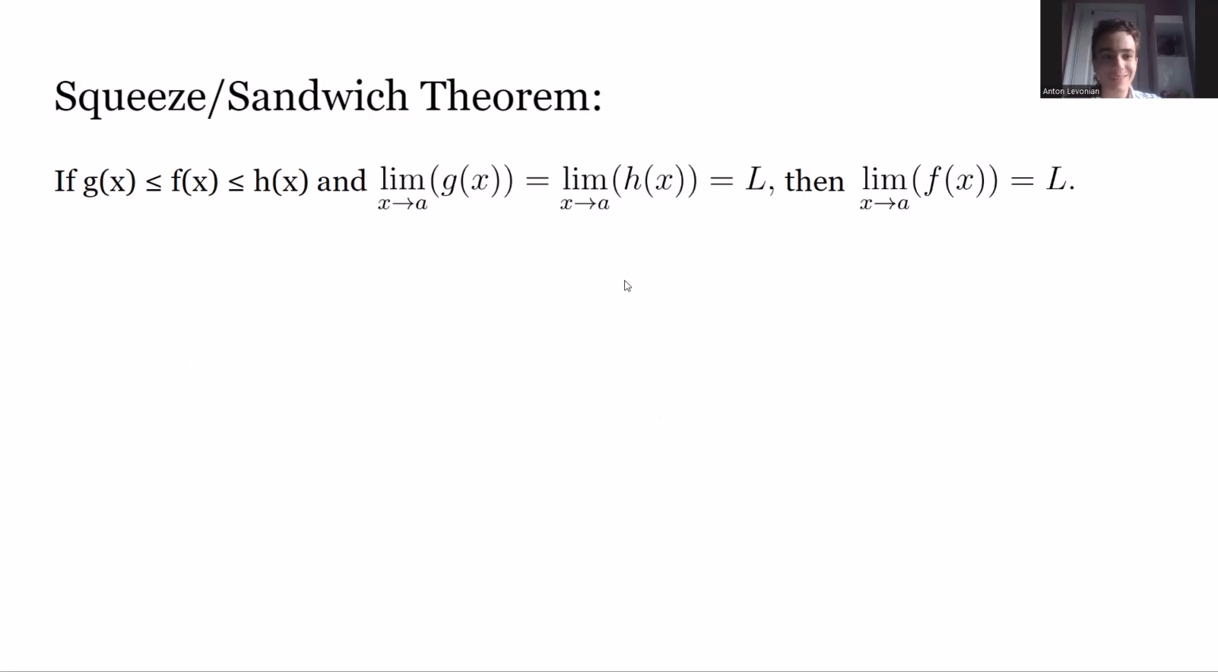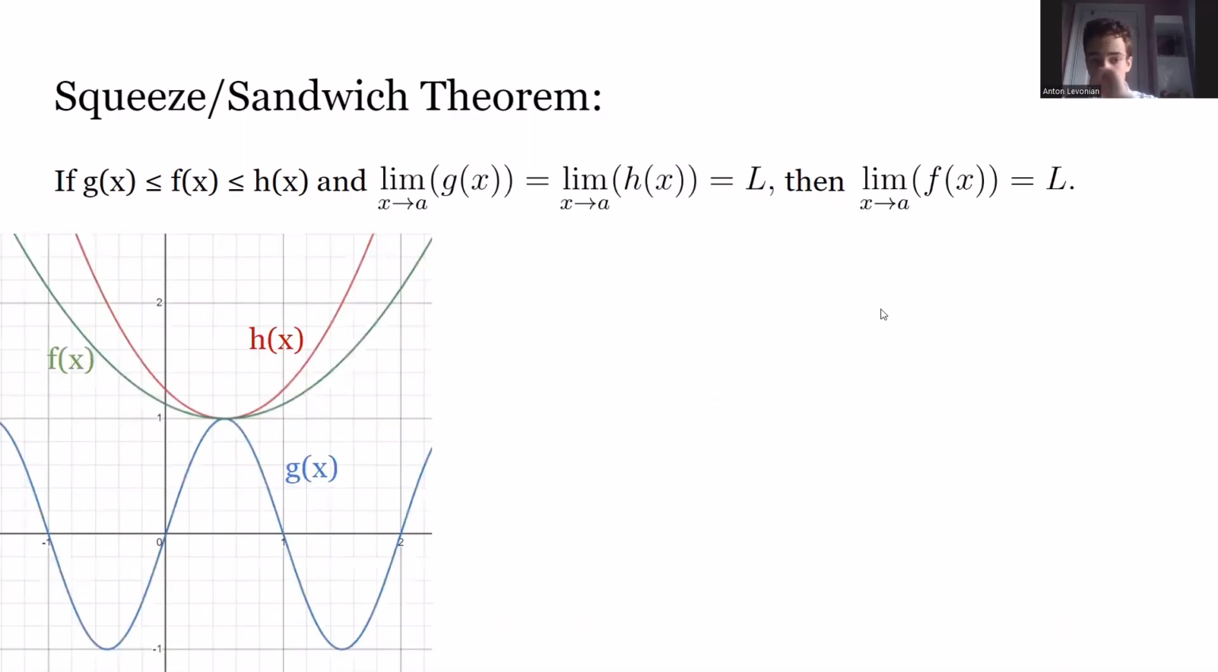If we have a function f of x that's bounded from below and from above by two functions g of x and h of x, and both of their limits at a certain value a are equal to L, where L is a defined constant, then the limit of the function in the middle is also equal to L. Here's what this looks like graphically.